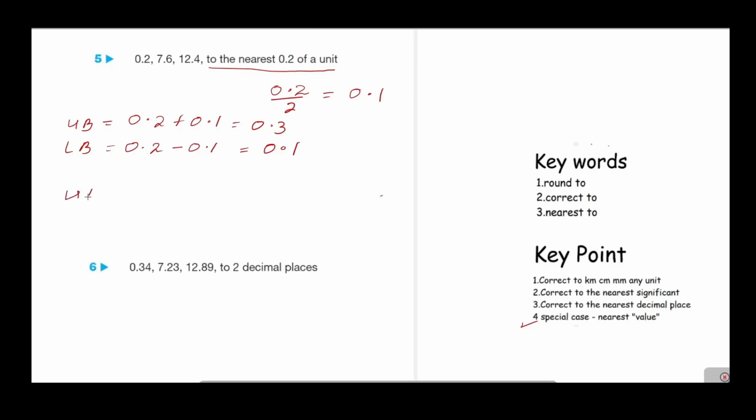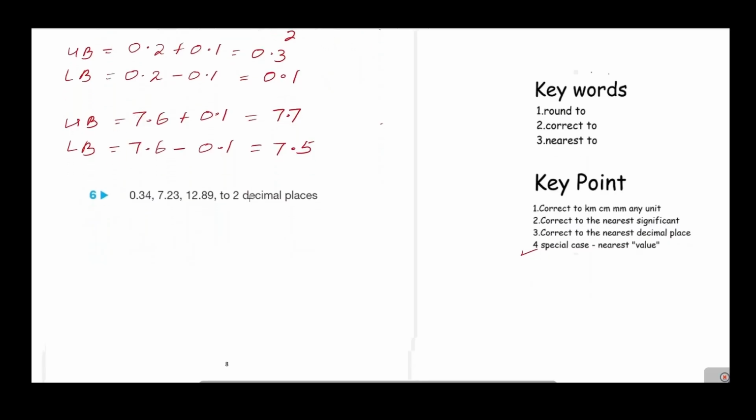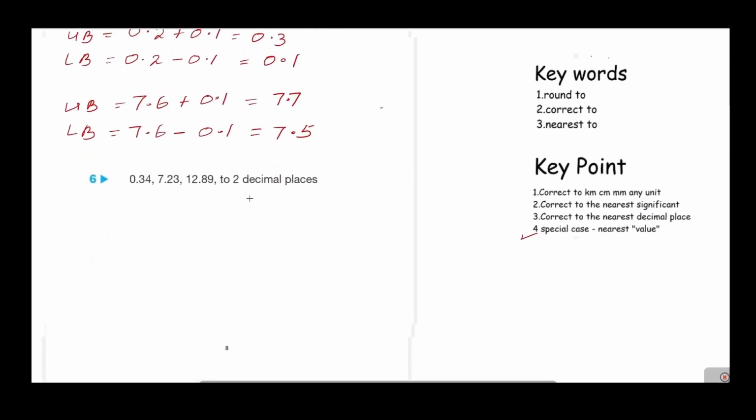Upper bound of 7.6 plus 0.1, 7.7, and low bound of 7.6. We have to subtract, then it becomes 7.5. Same way to 8.4. Let's move on to the other question. It is a bit different. We didn't do this question yet.